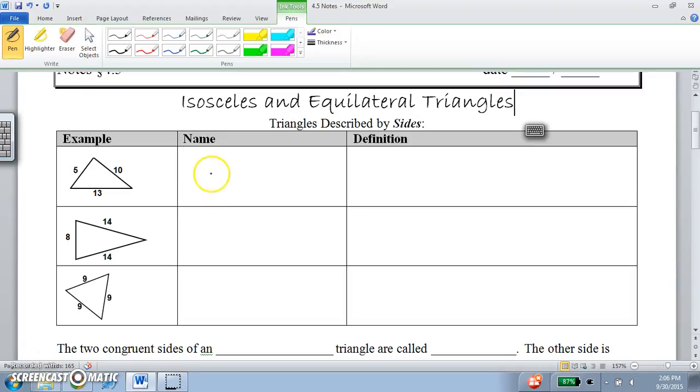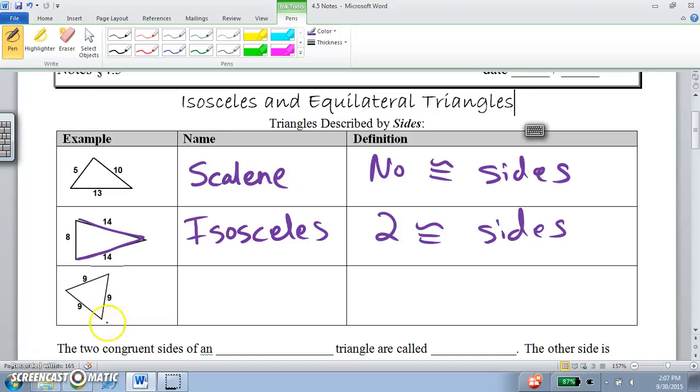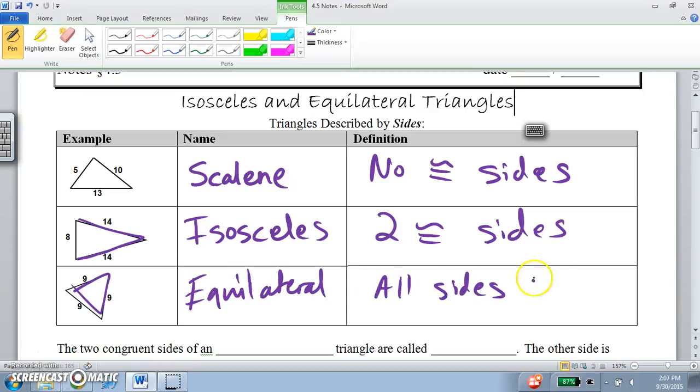The first type of triangle that we have, which we're not going to talk very much about, is called a scalene triangle. The definition of a scalene triangle is that it has no congruent sides. A triangle that has two congruent sides, like this triangle right here, where both of these sides are 14, is called an isosceles triangle. So it has two congruent sides. An equilateral triangle is one like this, where all the sides are congruent. So equilateral: all sides congruent.